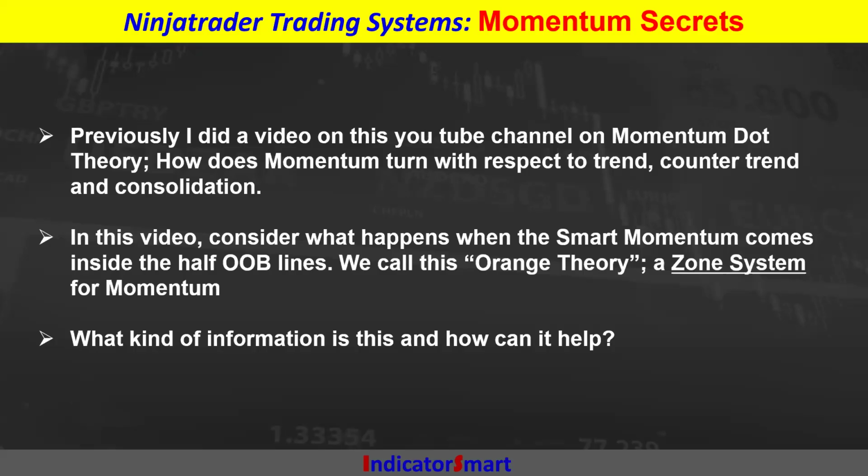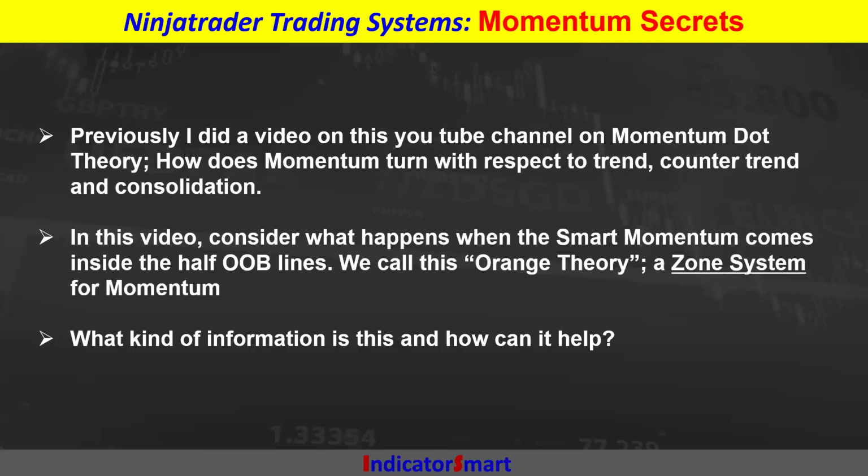In this video also, consider what happens when the smart momentum comes inside the half out of bounds lines. We call this orange theory. We're going to look at a chart in just a minute. That's a zone system for momentum. Zone systems are some of the most powerful trading systems ever created, but you can also apply it to indicators. This is an example of applying a concept in this video to other things.